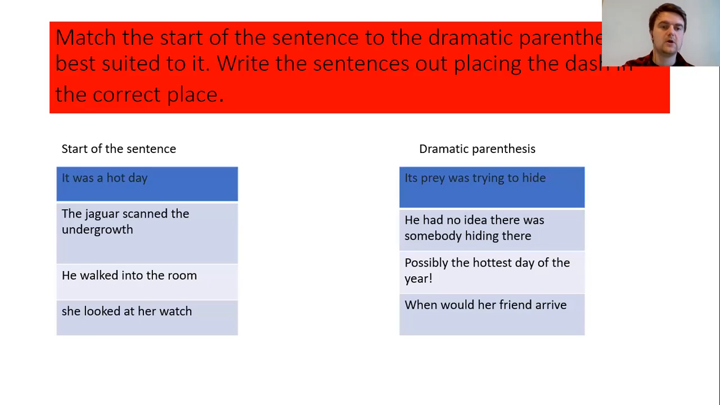So we've got four sentences and then four parentheses. Can you match up the parenthesis to which sentence makes the most sense there? So those are your two activities. They are both on the Teams scaffolds. Have a go at those and see if you can start using some dashes in your English writing.